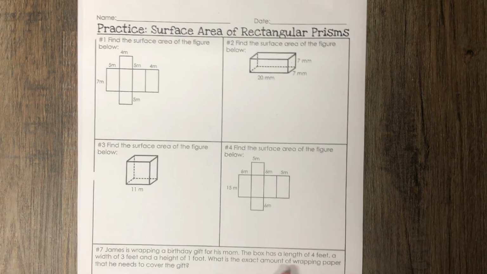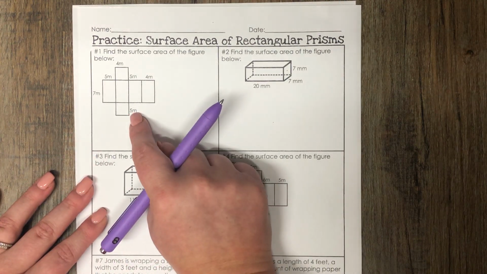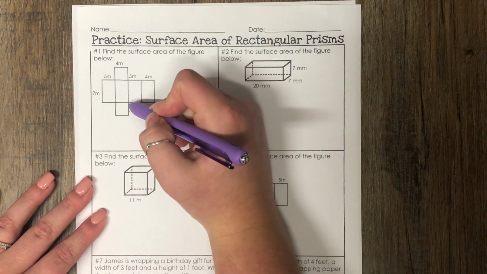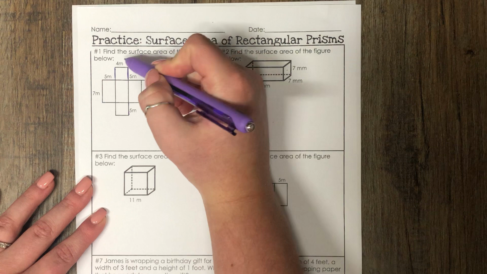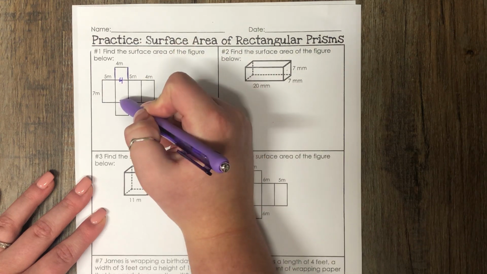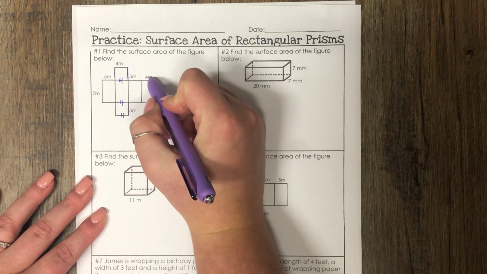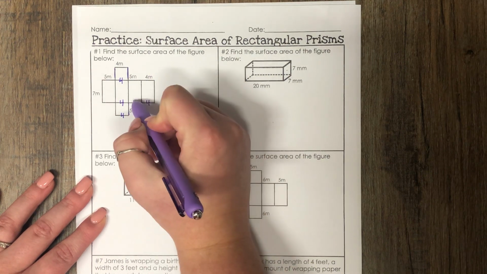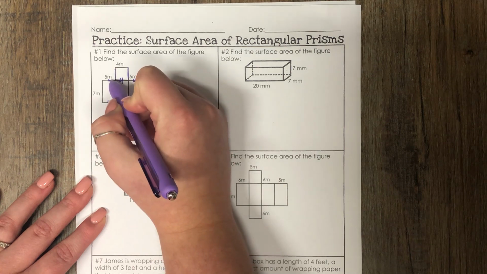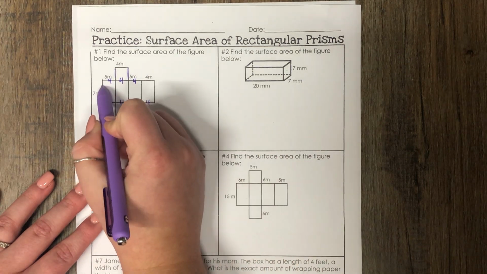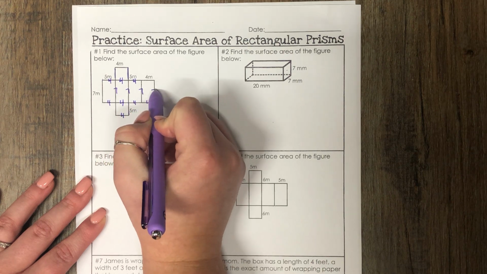So let's label number 1 together, all the sides. Okay? So remember, the 5 goes with this, which means it goes with this line up here. Okay? So if this is 4, this is 4. This is 4, this is 4. If this is 4, this is 4. So this is 4, 4, 4, 4. If this is 7, this is 7, 7, 7, 7.